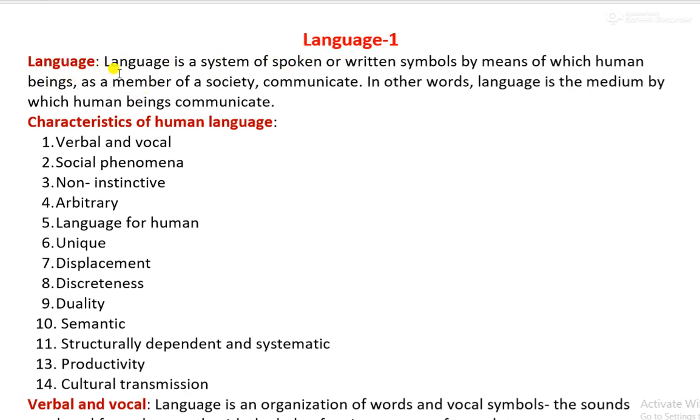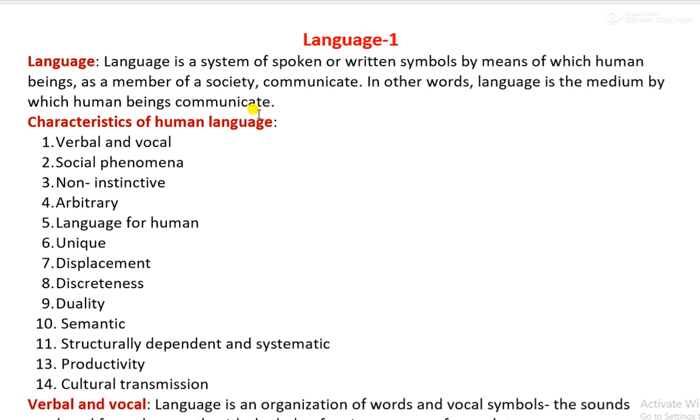Language is a system of spoken or written symbols by means of which human beings, as members of a society, communicate. In other words, language is a medium by which human beings communicate. First, we need to understand what is language. Actually, language is a medium of communication.